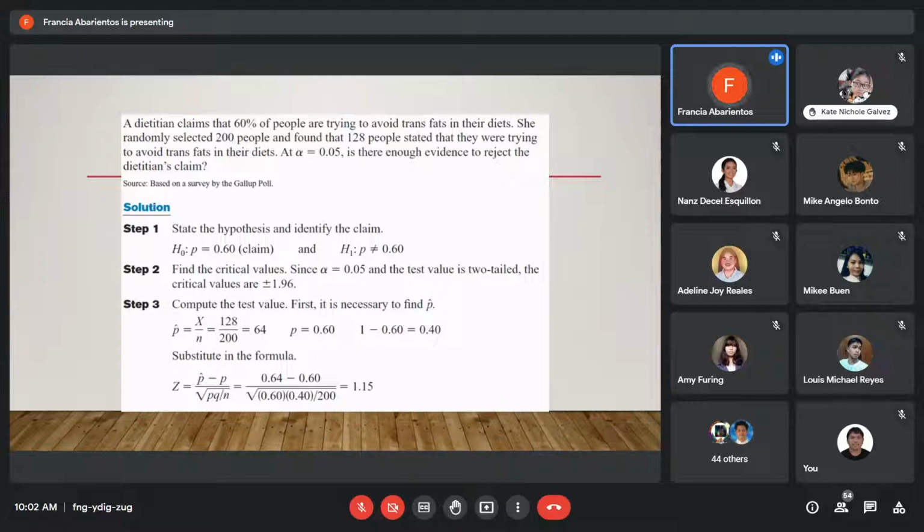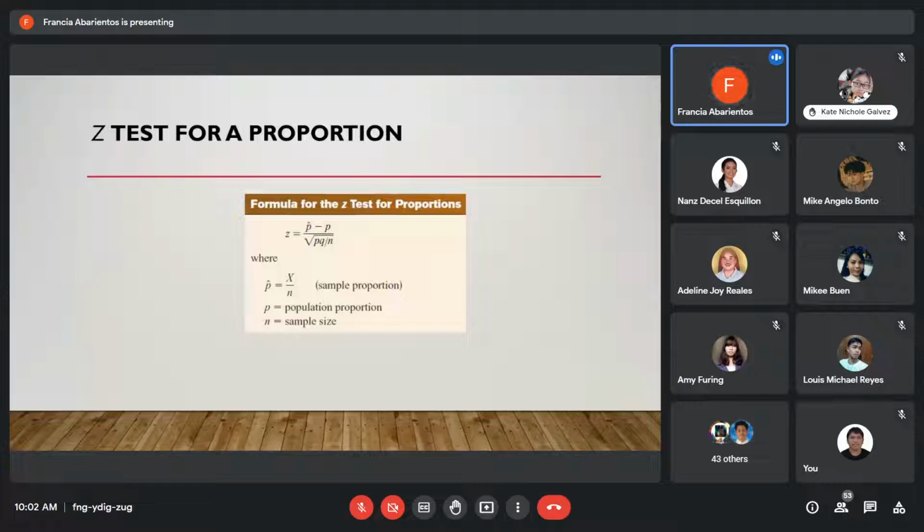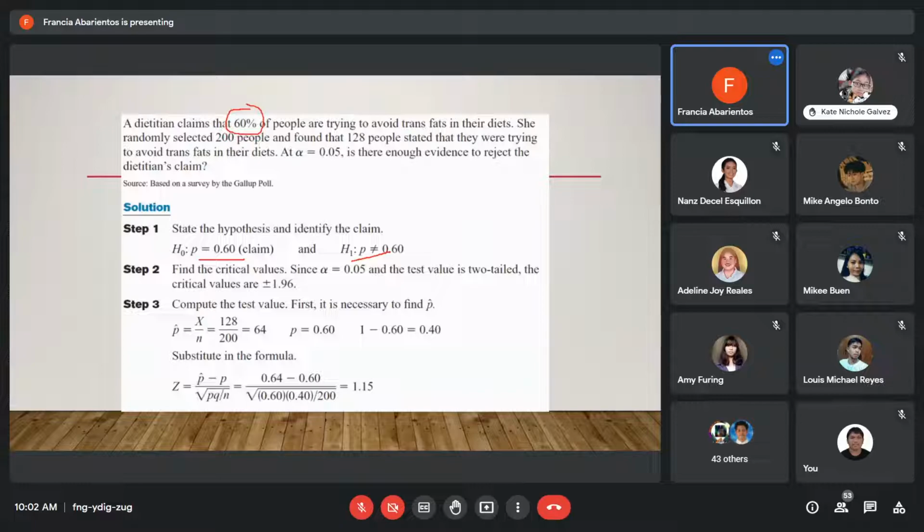Okay? So 60. So yung claim natin, this is now our claim. So yung alternative hypothesis natin is not equal to that of our claim. So p na class kasi yung test for proportion, population proportion. Ayan. Since we have the alpha 0.05, kukunin natin yung critical value ng two-tailed, which is positive or negative 1.96.